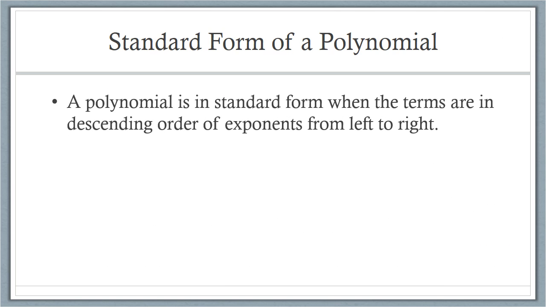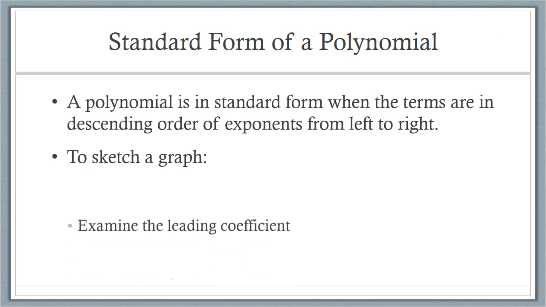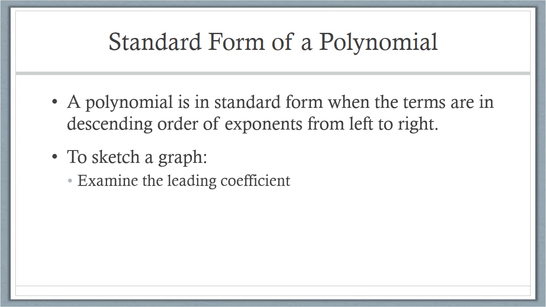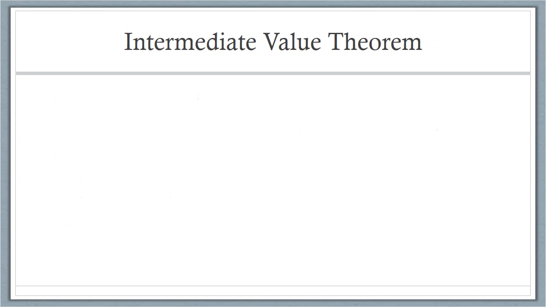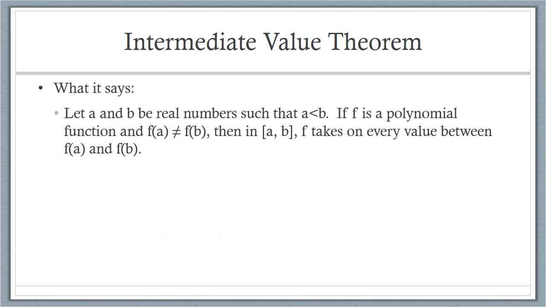The standard form of a polynomial equation is when you have the polynomial in descending order of exponents from left to right. To sketch a graph, you're going to examine the leading coefficient. You're going to factor and solve for zeros, plot some points, and sketch the graph. We also have something called the intermediate value theorem.